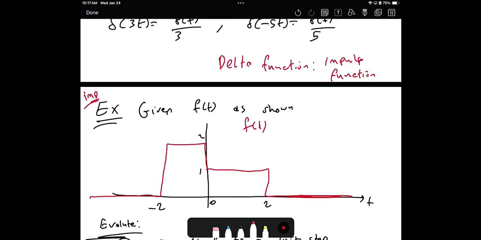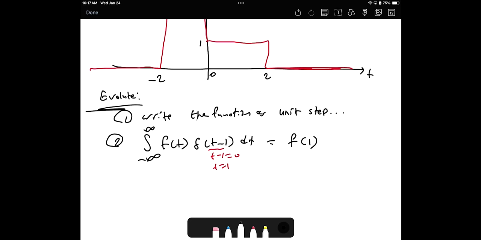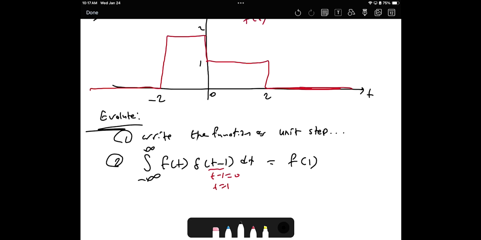Okay. Now, how can I do the calculation? According to the properties, it is shifted here, t minus 1 equals 0, so t equals 1. Therefore, the answer will be f of 1. That's it. Then go to the function here, locate where is 1. 1 is located here, so f of 1 equals 1. Right? That's simple. Even though I didn't do the integral, I just applied the delta properties.